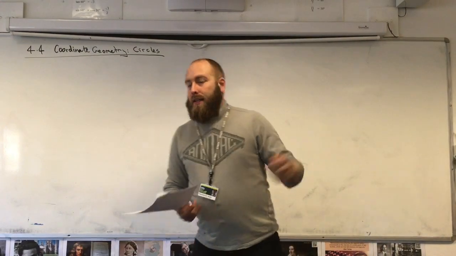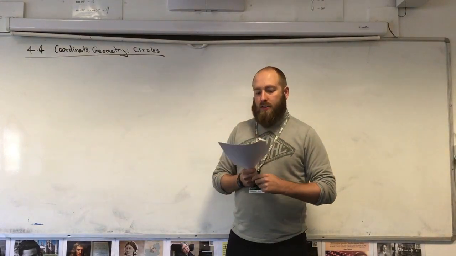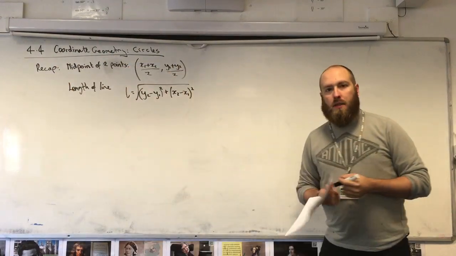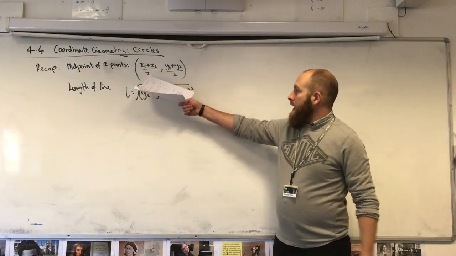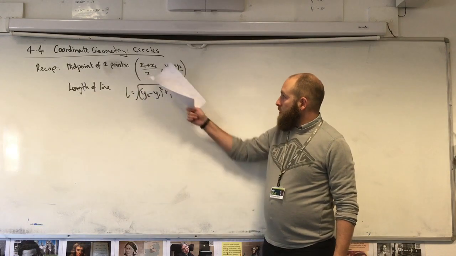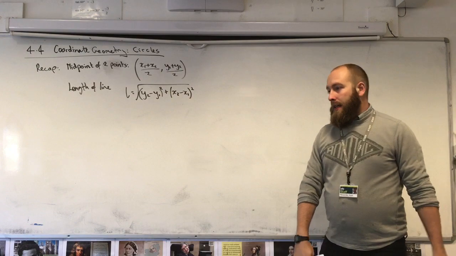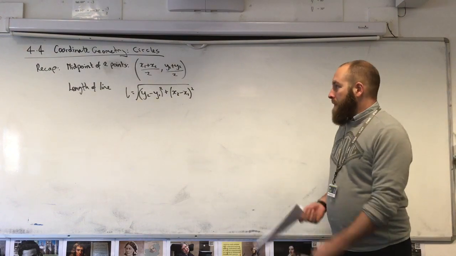Alright, so today we're going back to coordinate geometry and we're looking at circles. So a quick recap. We need the midpoint of 2 points, which is the average of the 2 points' x and y's, and the length of a line, which is the difference in y squared plus the difference in x squared, all square rooted.